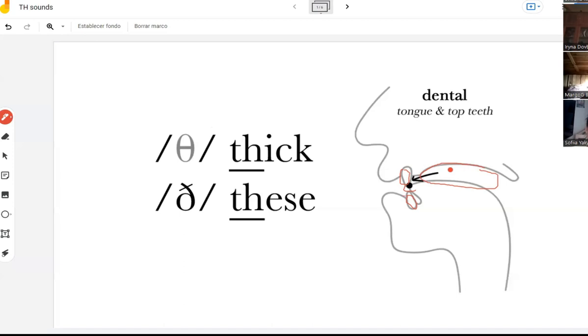So now you say these, these, these, those, the. Okay, let's try these. Sophia, these. Okay, Margot, these. Okay, Andri, these. Excellent.